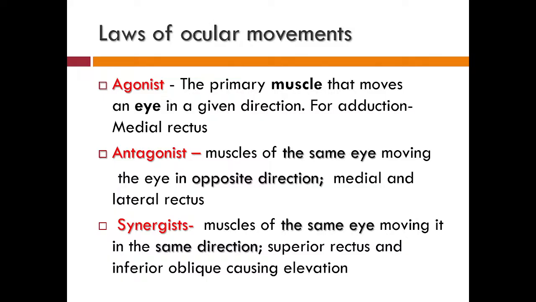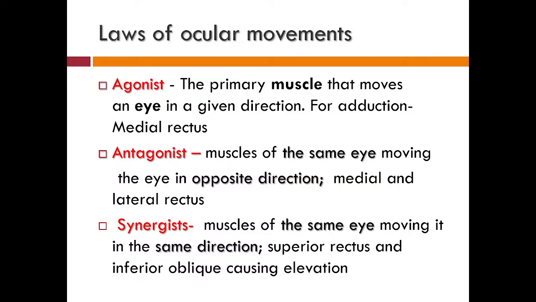Antagonist muscle is in the same eye, moving the eye in the opposite direction. So medial rectus is responsible for adduction, so antagonist of medial rectus will be lateral rectus, right? What will be antagonist of superior rectus? It will be inferior rectus. So they are called antagonists. They have opposite action in the same eye. So agonist is the muscle responsible for that primary movement, and antagonist is the muscle which has the opposite action in the same eye. So lateral rectus, medial rectus, superior oblique, inferior oblique, superior rectus, inferior rectus: these are the muscles which have just opposite action. They are antagonists for that muscle.